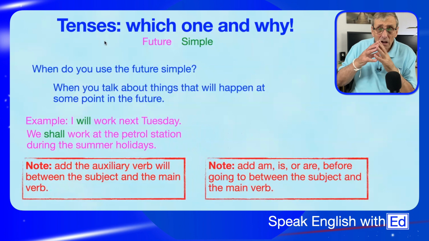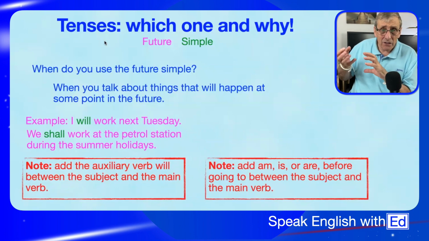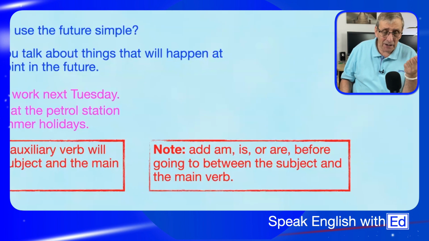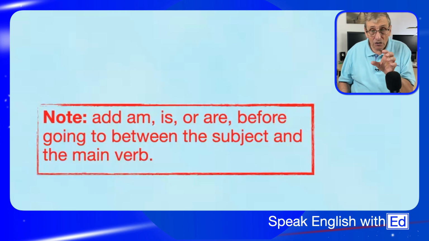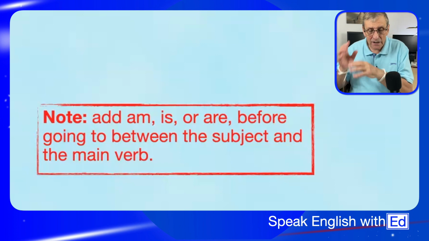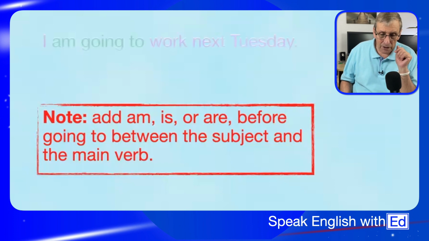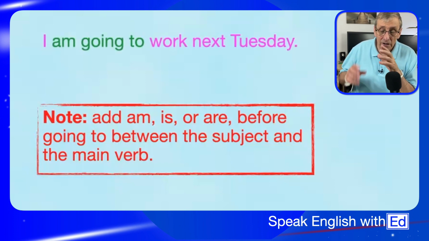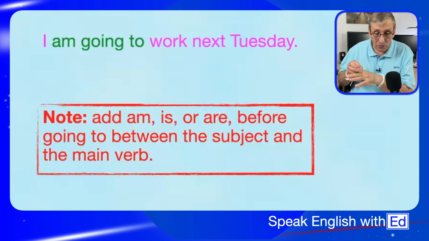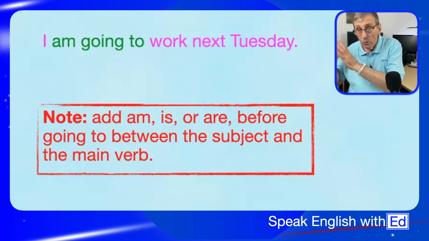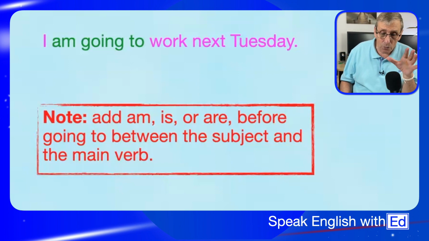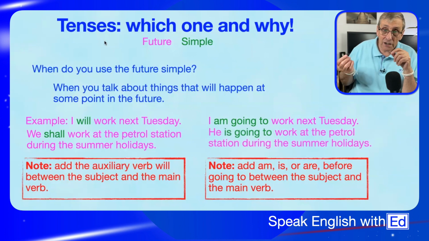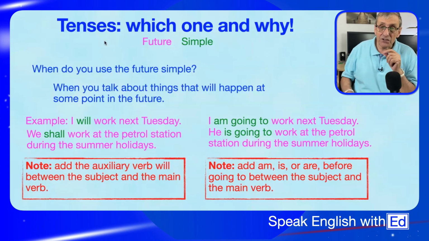So, another way to make the future tense is by adding am, is or are before going to, and putting that in between the subject and the main verb. Show you what I mean. I am going to work next Tuesday. This is the future. Within the future, say I'm going to work next Tuesday. So this is an alternative way of making the future tense. He is going to work at the petrol station during the summer holidays.